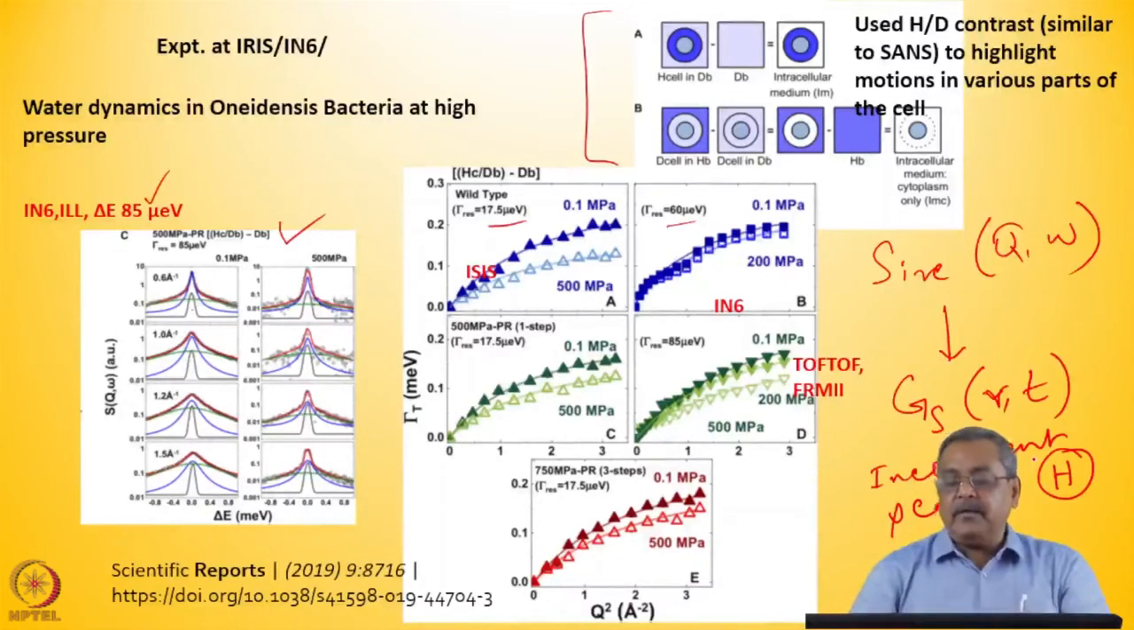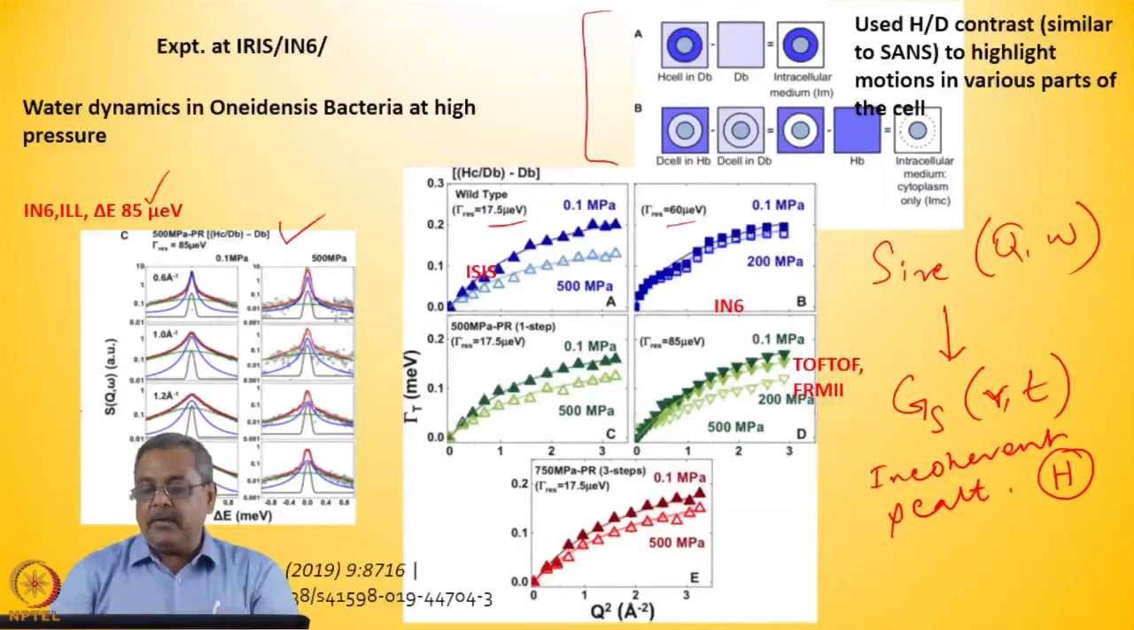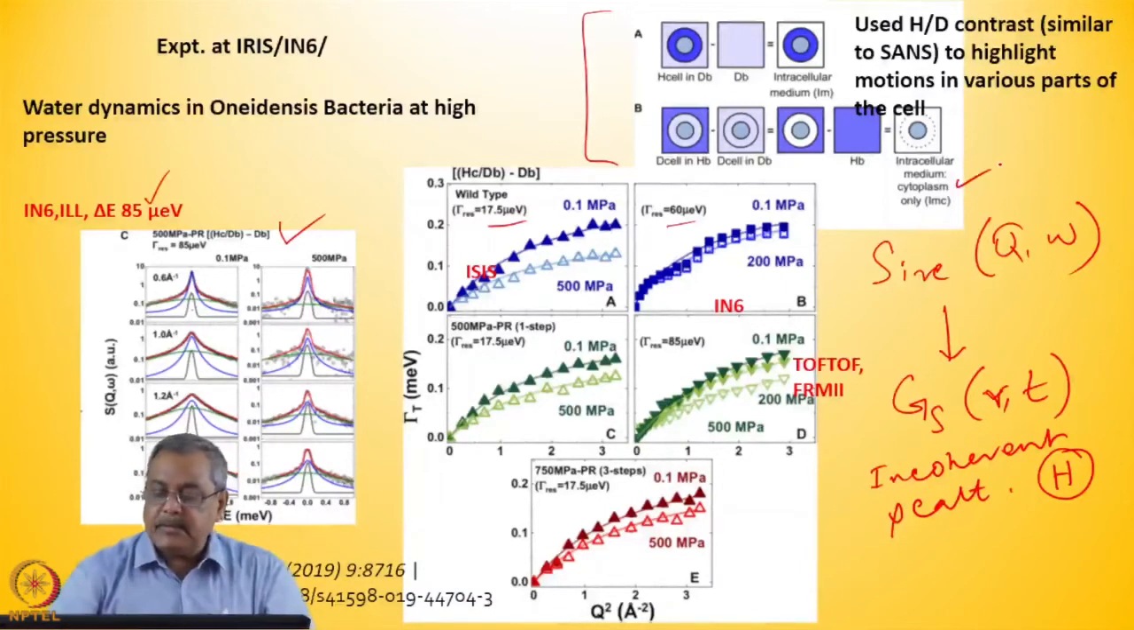So similar to small angle neutron scattering, or SANS, here also they had used contrast by selectively deuterating a part of the bacteria, and this data is basically for everything which is inside the bacterial cell. But most importantly, this experiment was done to look at the dynamics of hydrogens or water in the cytoplasm of the cell. So such kind of very slow dynamics in biological systems, I mentioned to you earlier, can be studied using quasi-elastic neutron scattering at various sources.